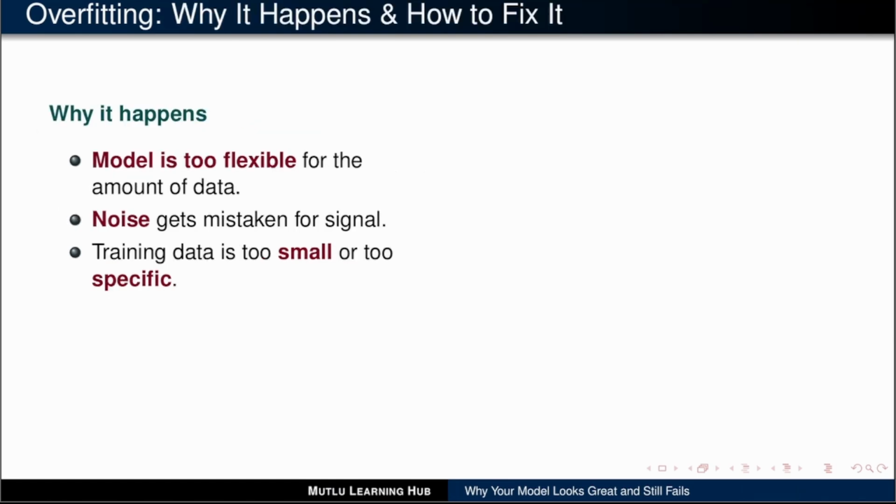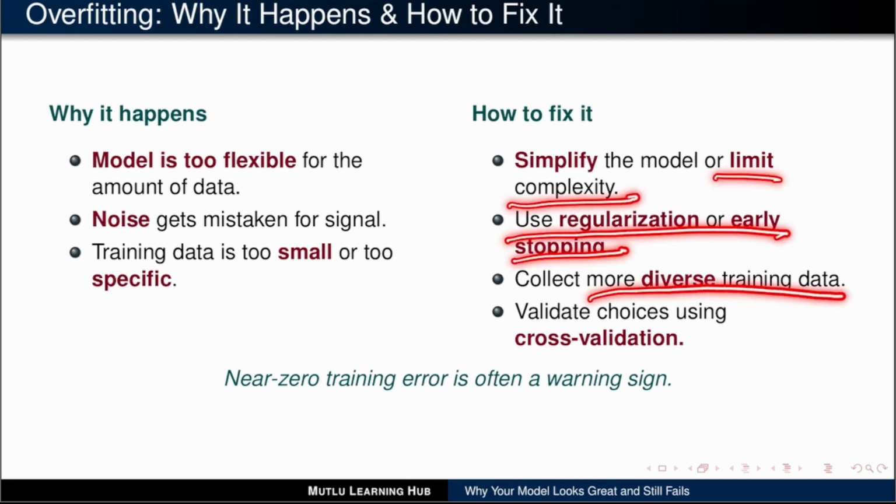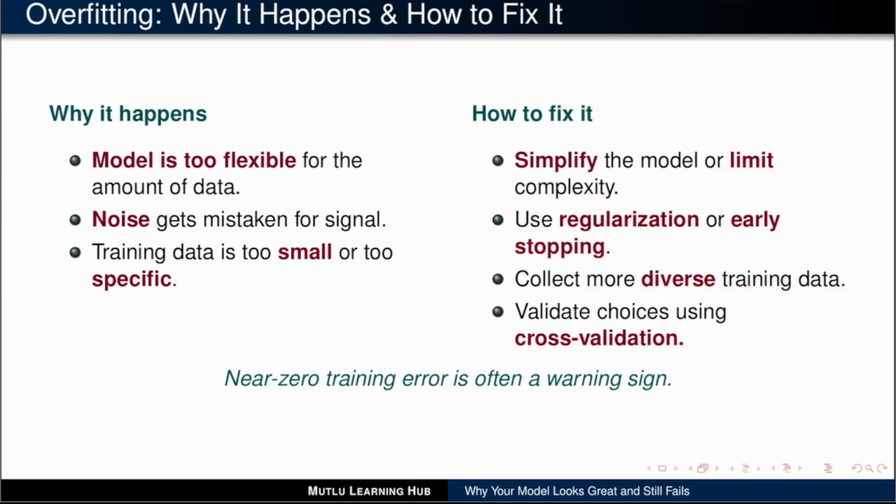Overfitting usually happens because the model is too flexible, the data is limited, or the training set is too specific. To fix it, we limit complexity, we use regularization or early stopping, we collect diverse data when possible, and we use cross-validation. Note that near zero training error is often a warning.